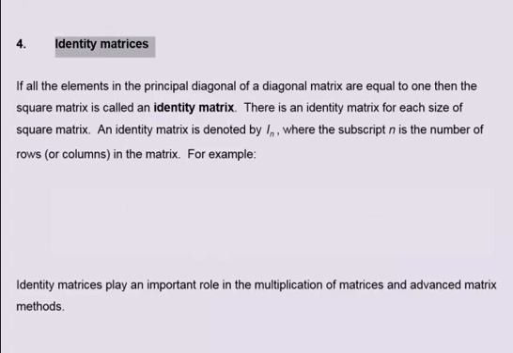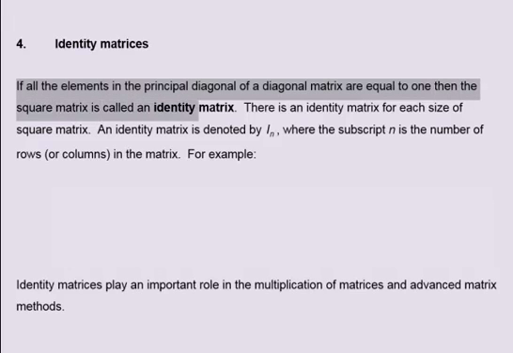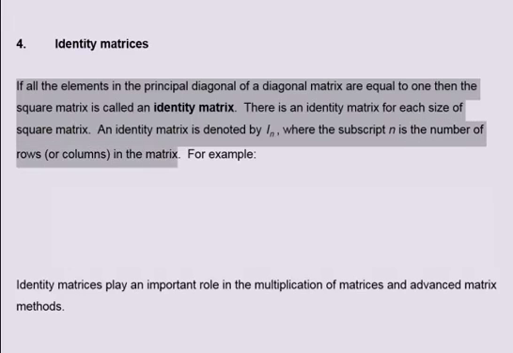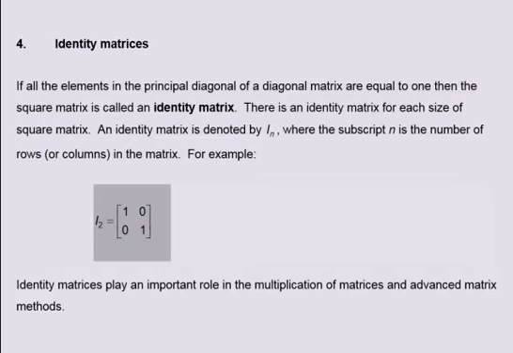4. Identity matrices. If all the elements in the principal diagonal of a diagonal matrix are equal to 1, then the square matrix is called an identity matrix. There is an identity matrix for each size of square matrix. An identity matrix is denoted by I subscript n, where the subscript n is the number of rows or columns in the matrix. For example, the identity matrix I2 looks like this.